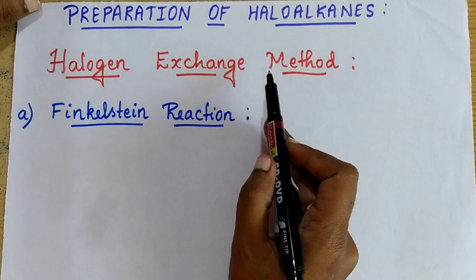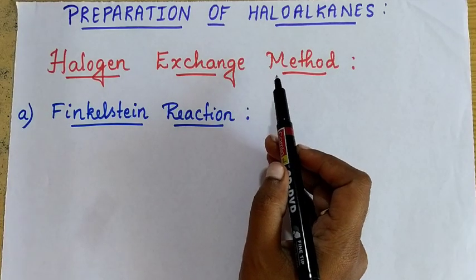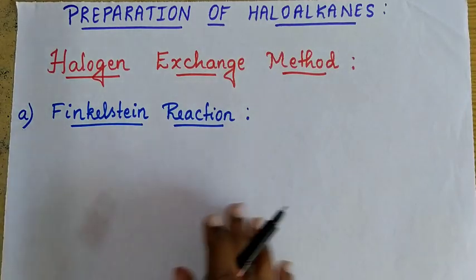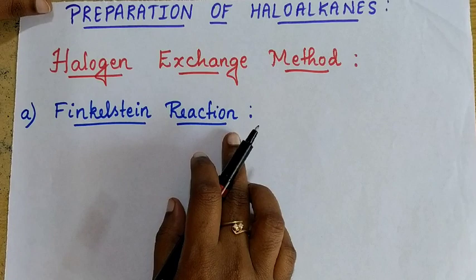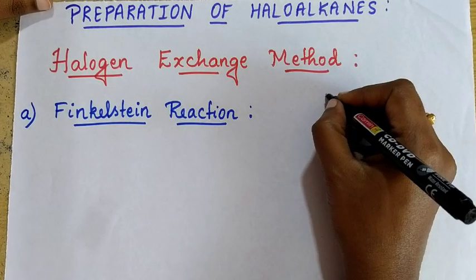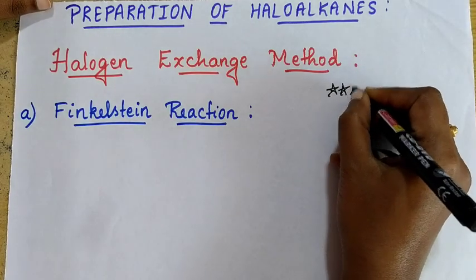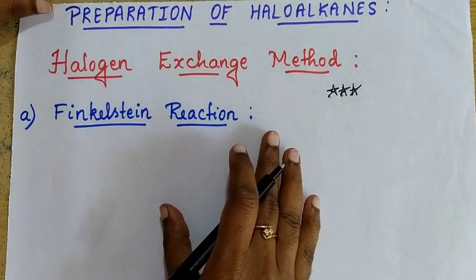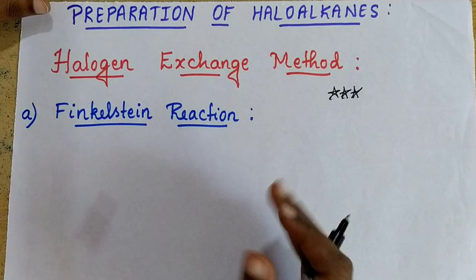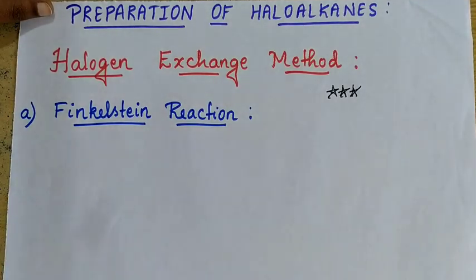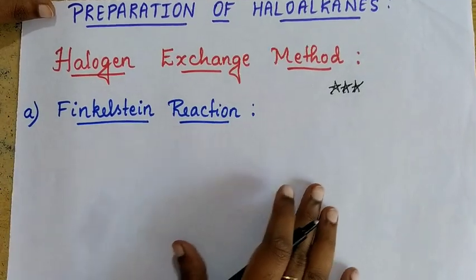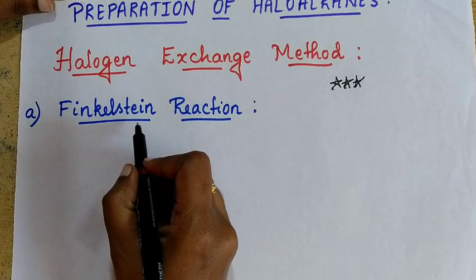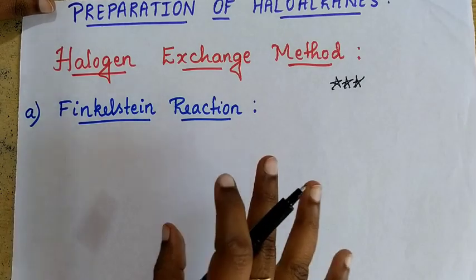In the halogen exchange method, we are going to discuss two different methods of preparation of haloalkanes, in which the first type is the Finkelstein reaction. Guys, this is going to be very important. Put as many stars as you want, because you are definitely going to get these questions in your board examination as well as your competitive examination. Also remember the spelling of Finkelstein. Many students make mistakes in the spelling of Finkelstein itself.